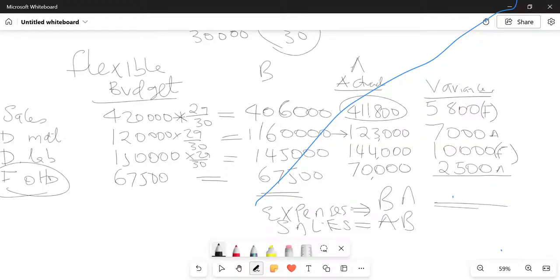Don't even get the totals. Don't even try to get anything over that. We'll only mark those variances, and that will be it.